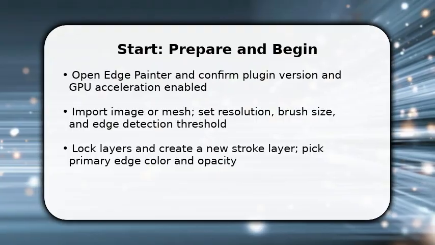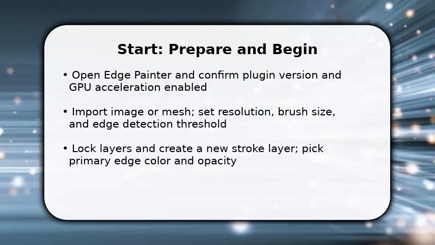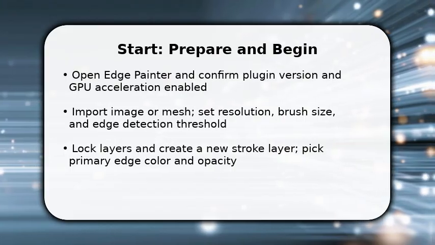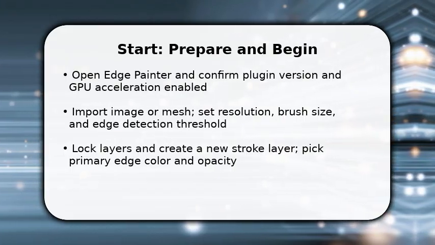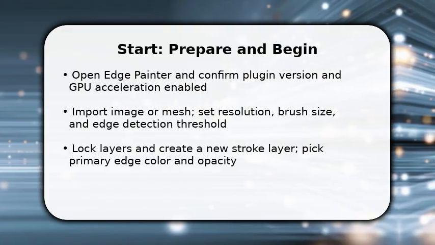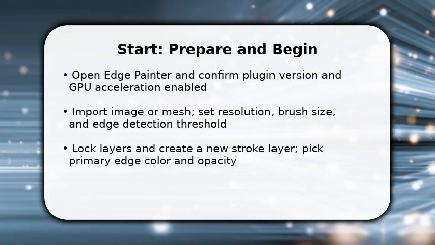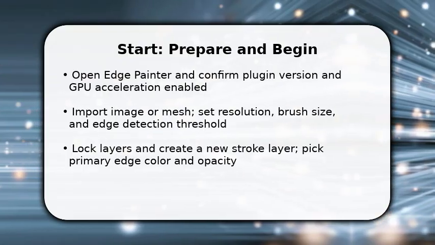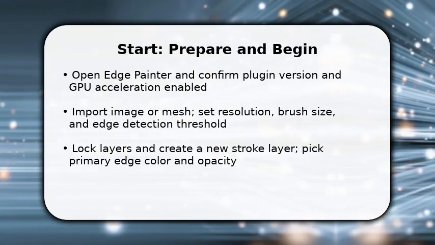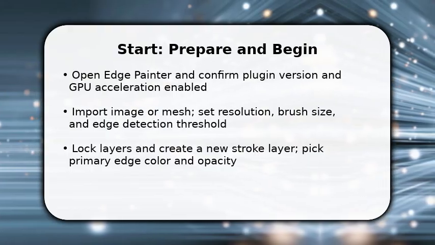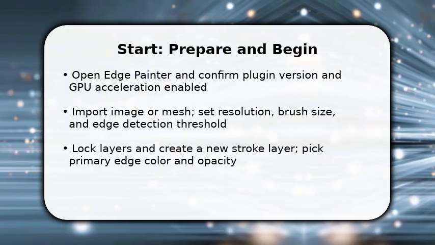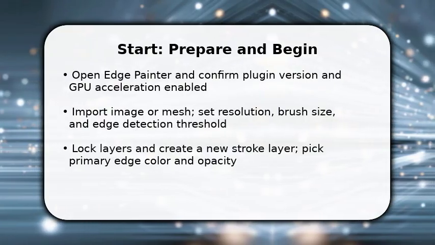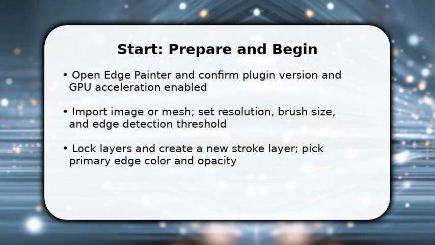You start by loading your asset, import the image or mesh, and set resolution so edges read clearly. Once loaded, enable GPU acceleration and select the plugin version you need. Next, choose a brush size and edge detection threshold to capture details without noise. Make a new stroke layer, lock background layers, and pick your primary color and opacity. This gets you into the editing flow immediately, so you can paint precise edges rather than fighting software defaults.